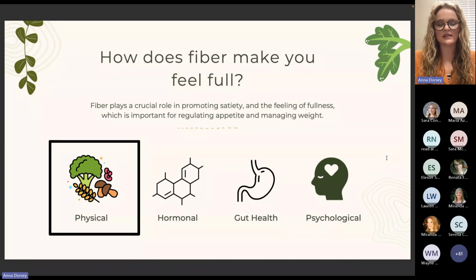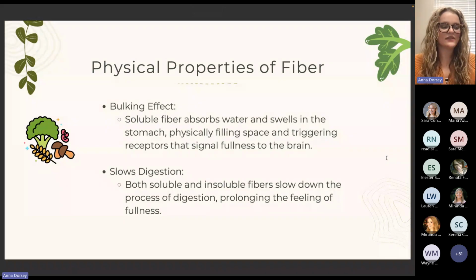So let's talk a little bit about the physical properties of fiber. Specifically, fiber, as we've already mentioned, has this bulking effect. There are 2 types of fiber: soluble fiber and insoluble fiber.